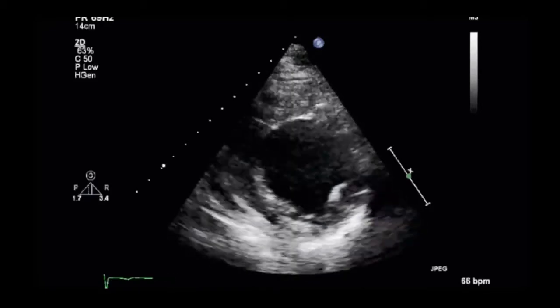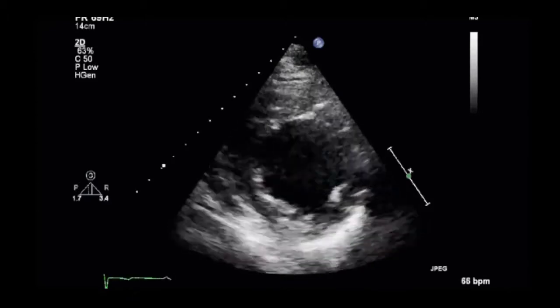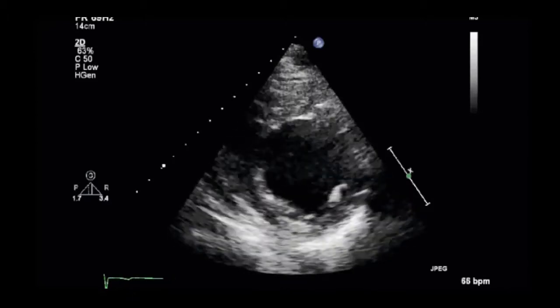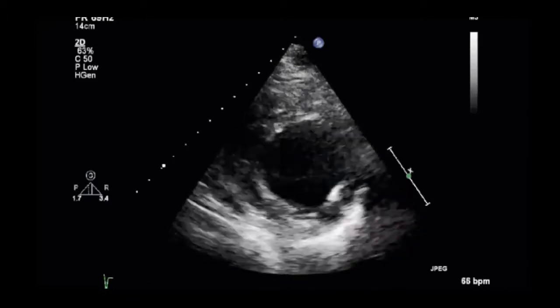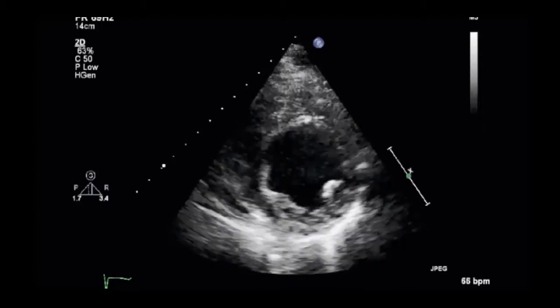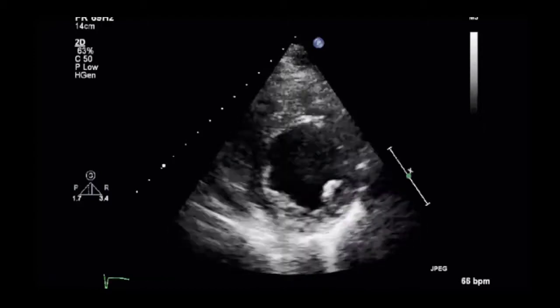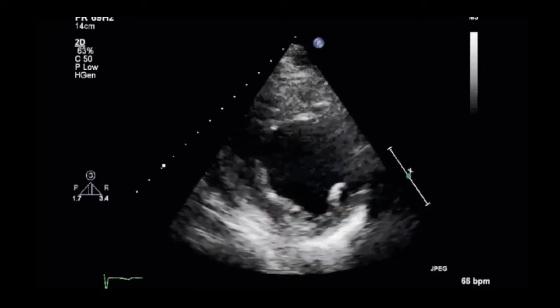Here we have a poorly contracting left ventricle. The LV walls hardly thicken during systole. There is minimal movement of the LV walls. Ejection fraction can be visually estimated to be 15 to 20%.